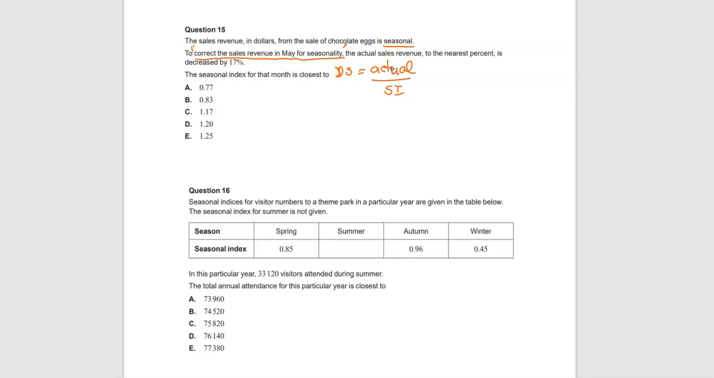So the seasonal index for that month is. So what you want to do here, we talked about this in class, is they want the seasonal index. So if I rearrange this formula, and I think you have got these in your notes, seasonal index would actually be the actual divided by the deseasonalized value. Yeah, so that would give you the seasonal index.